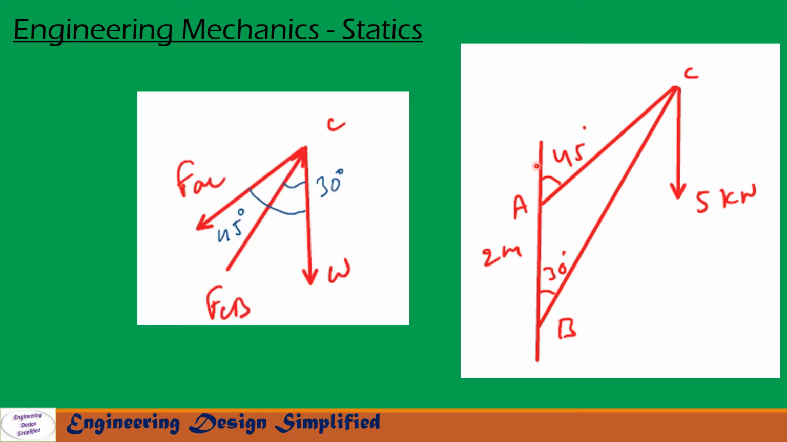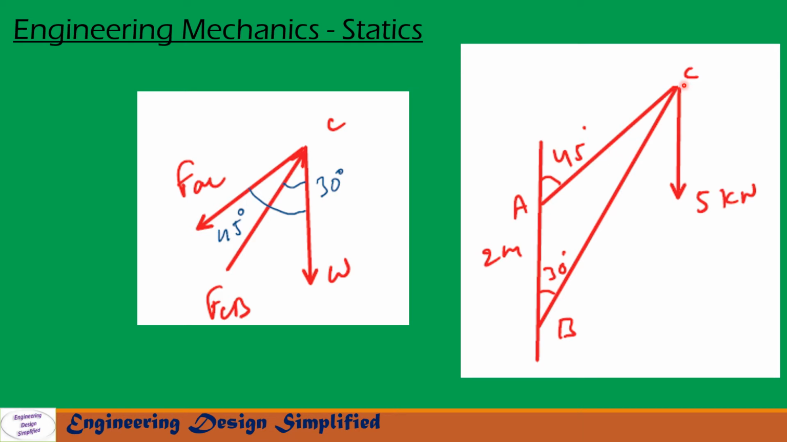The given jib crane is shown in this figure. There is a downward load of 5 kN acting like this, and the angle between vertical and AC is 45 degrees. The angle between vertical and BC is 30 degrees, and the distance between A and B is 2 meters. By looking at this picture, we understand that BC will be under compression and AC will be under tension.